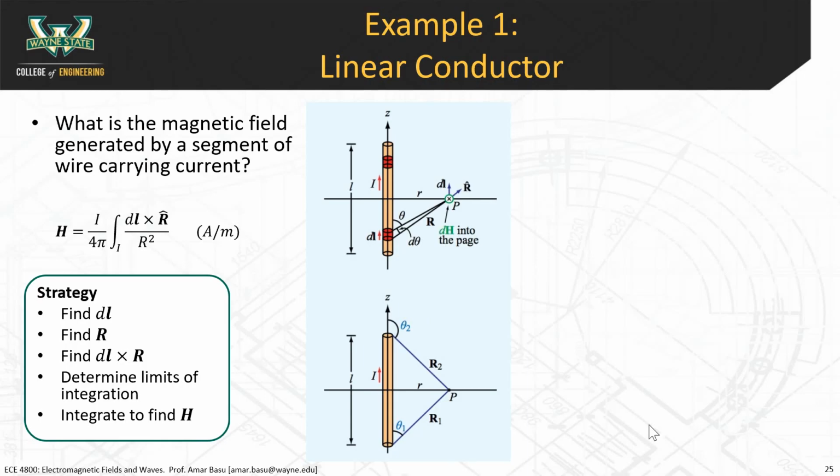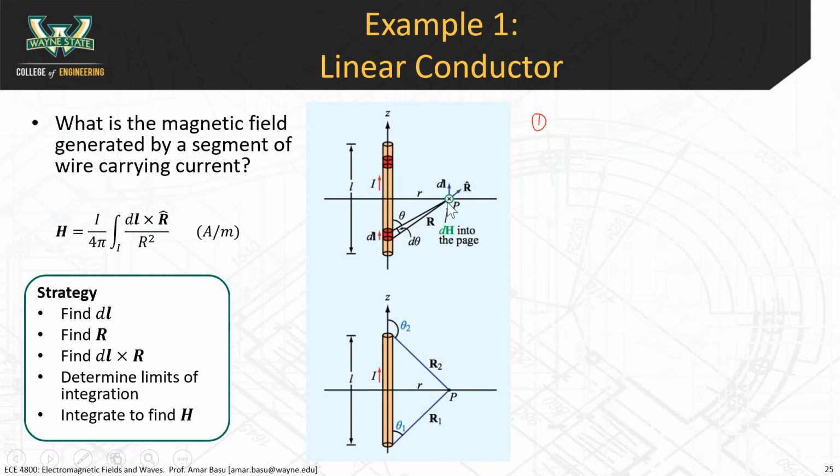So the first step is to find dl. We have to look at the geometry of this problem. In a linear conductor, imagine that you have a wire oriented on the z-axis. The current is going from bottom to top, and we break up that wire into small segments like this. The small segments are shown in red here with the dl. Our observation point is out here, on the x-axis.